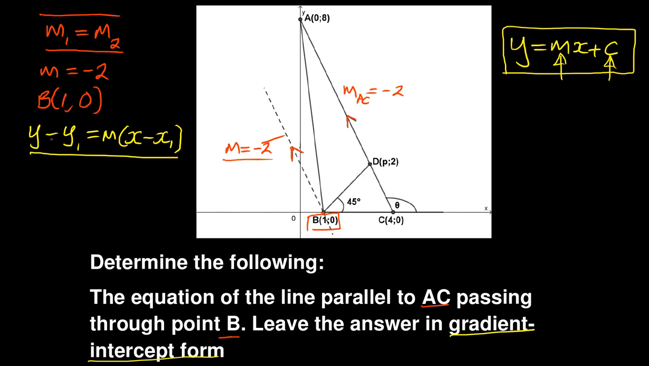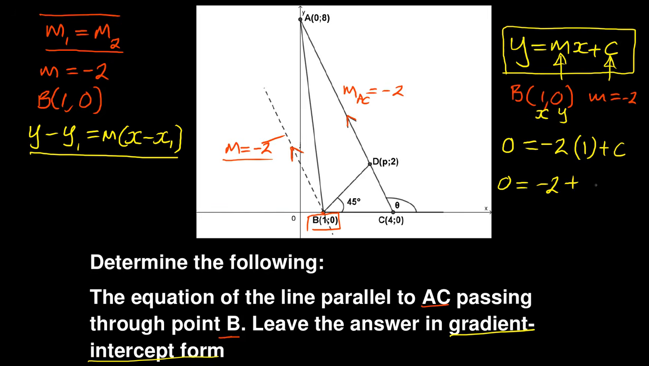If I use that formula, I know in this case I've got point B as (1, 0), and I've got my gradient as -2. So this becomes my x, that becomes my y. I will substitute: where there is y, it's 0 is equal to m, which is -2, and x is 1, plus c. So 0 is equal to -2 plus c. Take 2 to the other side, I've got c is equal to 2.